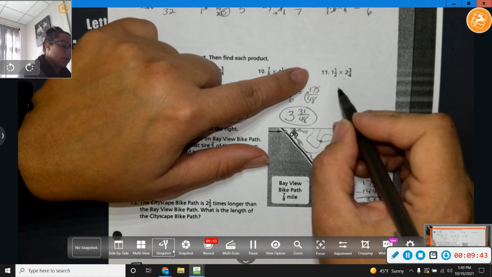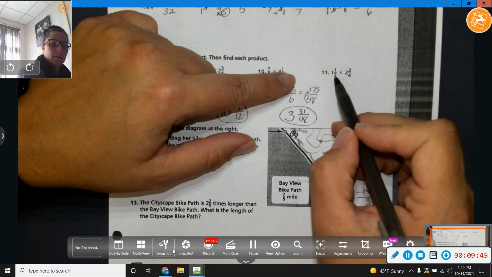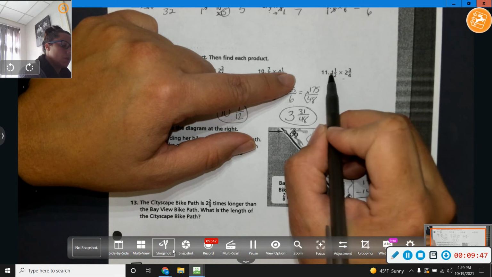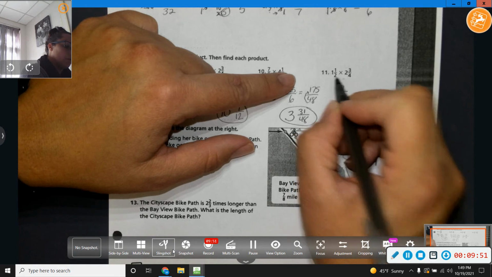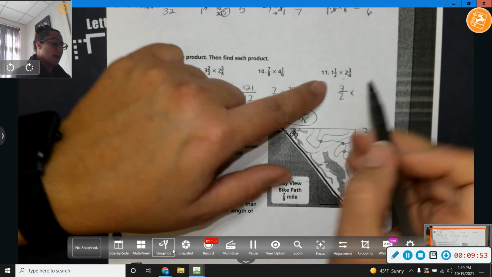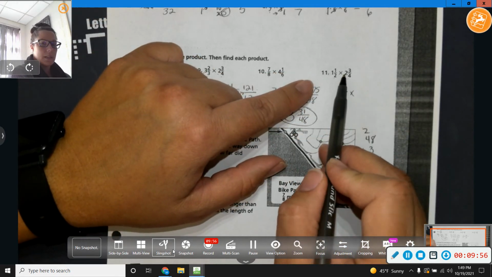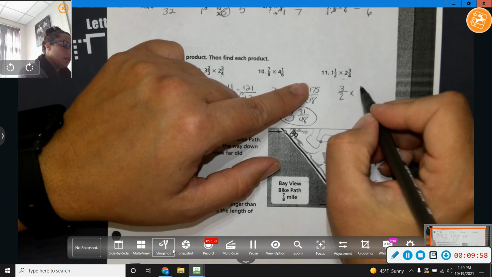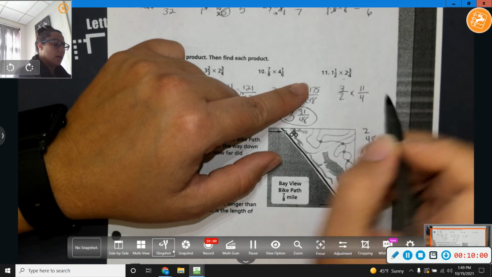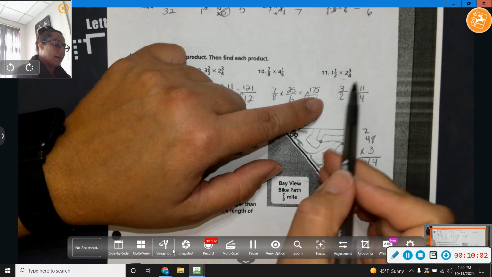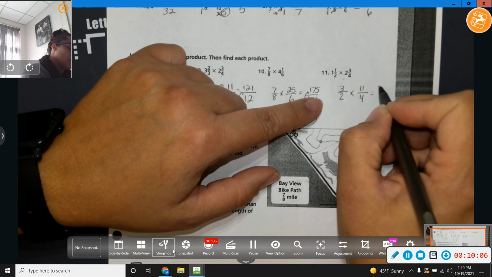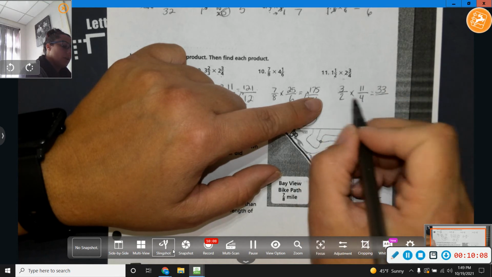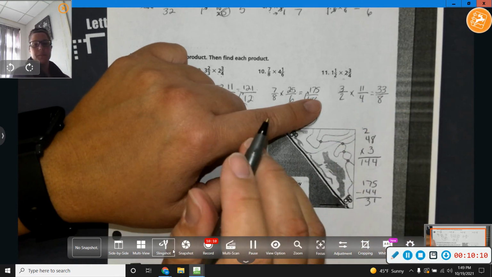Alright, number 11. 1 and 1/2. Let's wheel it. 2 times 1 is 2, plus 1 is 3, over my denominator of 2, times 4 times 2 is 8, plus 3 is 11, denominator of 4. I cannot reduce out of any of those. So I have 3 times 11 is 33, 2 times 4 is 8.